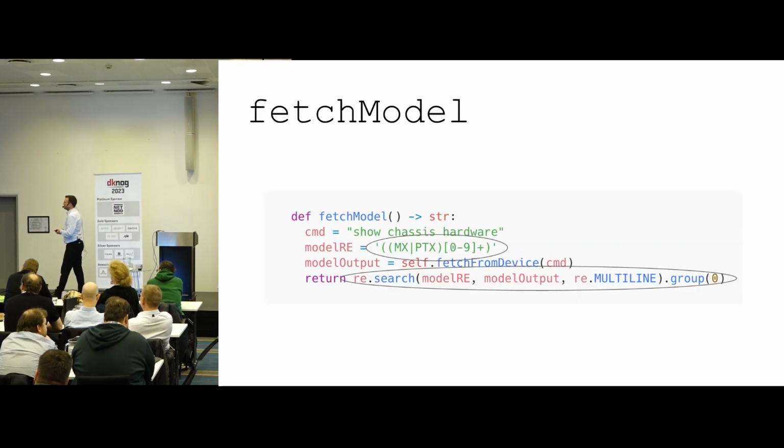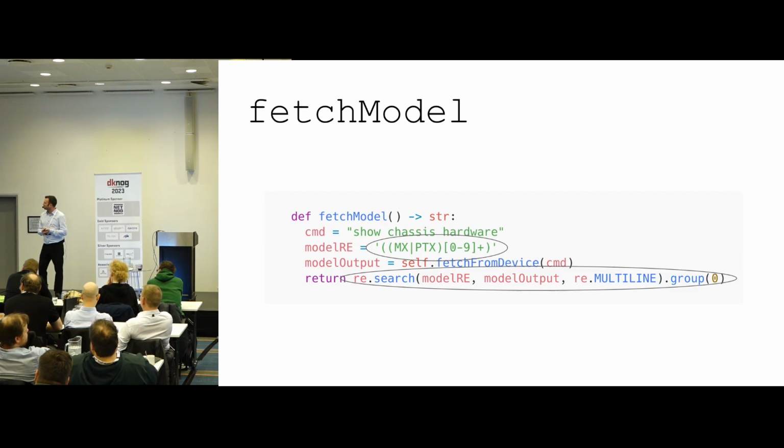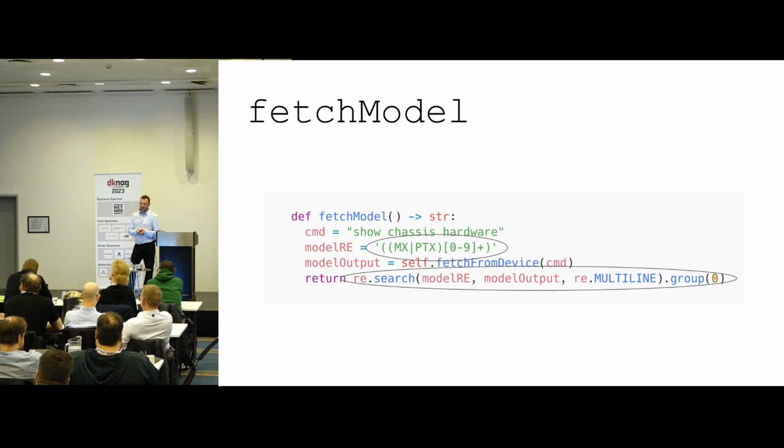Next one is fetch the model name, and this is where we start to get regex and how pretty they are. You can see here I'm doing a group match on 2 strings, an MX or PTX, followed by numbers, 0 to 9, repeated multiple times. And then it's just a matter of searching, and you take the first group match.